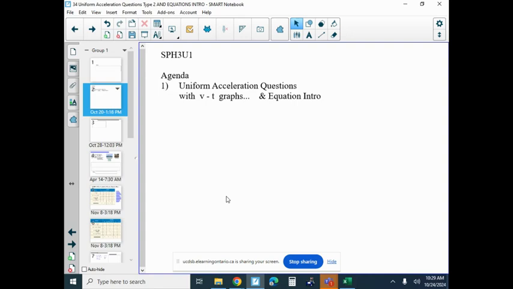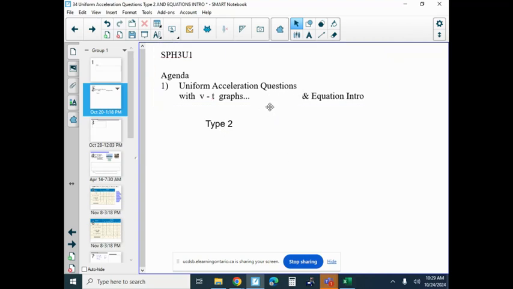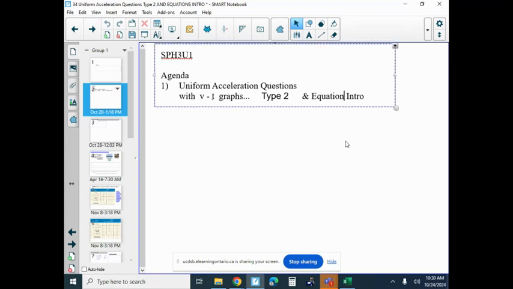Here we go. Uniform acceleration questions, continued. We're going to look at type 2, I'm going to call it, a different combination. So it's going to be type 2 and an equation intro. There's a bunch of them. So yeah, here we go.